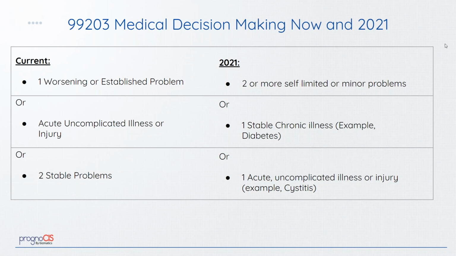(99203) medical decision making now in 2021. Currently, you have 1 worsening or established problem. For 2021, you have to have 2 or more self-limited or minor problems. Currently, you can also have an acute uncomplicated illness or injury, or 2 stable problems. In 2021, 1 stable chronic illness such as diabetes, or 1 acute uncomplicated illness or injury such as cystitis.